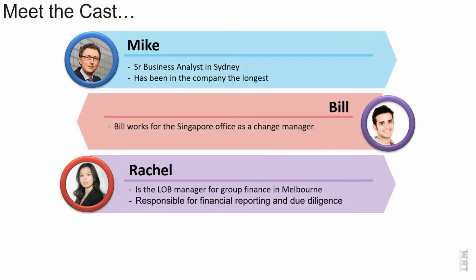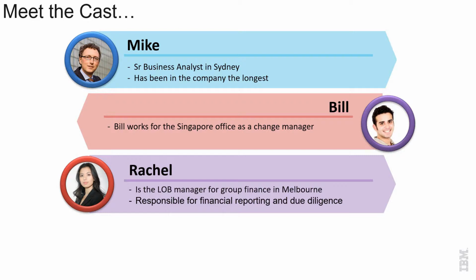So the team that we have is as follows. The CEO assigns me, Mike, to be the business analyst and to lead the project. I've been in the company the longest of all the people, and I'm based in Sydney. We have a colleague called Bill. Bill works in the Singapore office. He's in charge of supply chain management, but he's also a change manager.